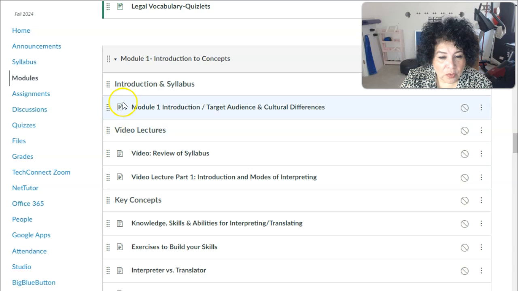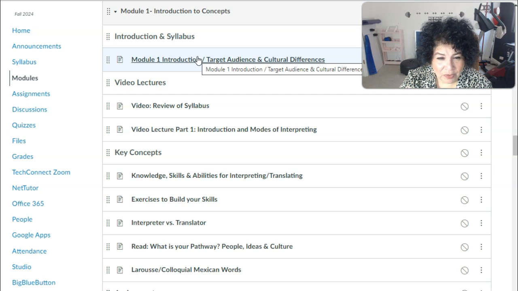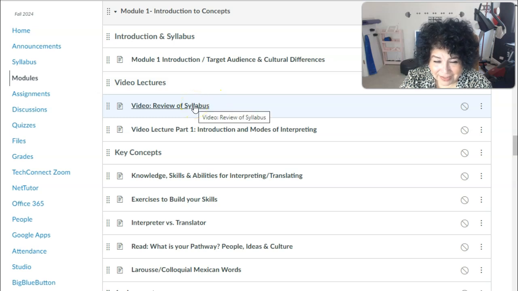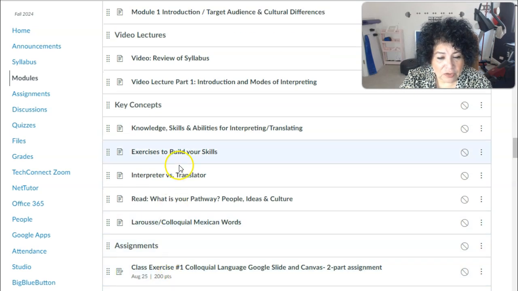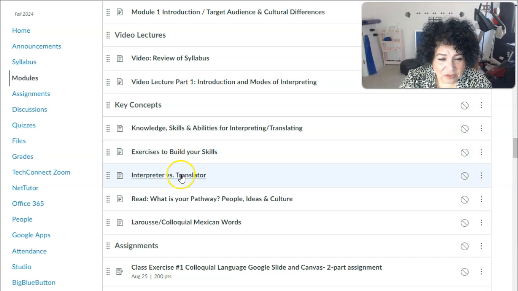And here in module one, you're going to start from top to bottom in every module. You're always going to have an introduction telling you what the topic is, and then the video lecture. Here's the review of the syllabus because you do have a quiz in module two, and then your video lecture for that particular topic. And then here is some material to reinforce your skills and the topic that we are discussing. So here you're going to get the knowledge, skills, and abilities for interpreting and translating. And you're going to see this repeated in the other BA 131 class that I teach because this is essential and important. This is provided by the Judicial Council of California, but they're transferable to any industry. Exercises to build your skills.